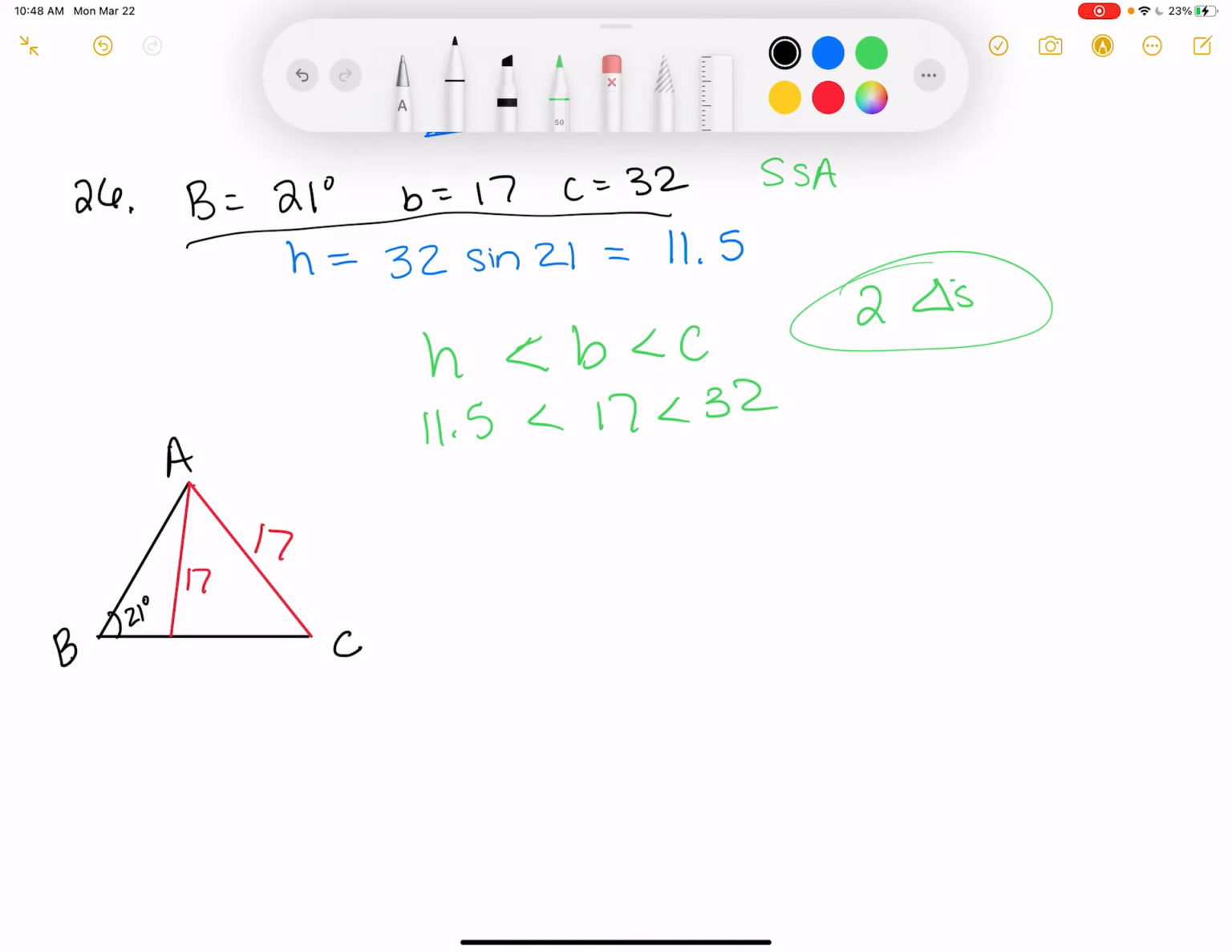It is 32. I just haven't written it in yet. How do you know that the red line is the little b? Because it's opposite of angle B. Okay, but it's not also the opposite.